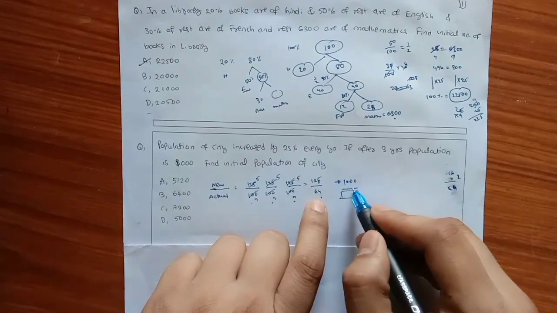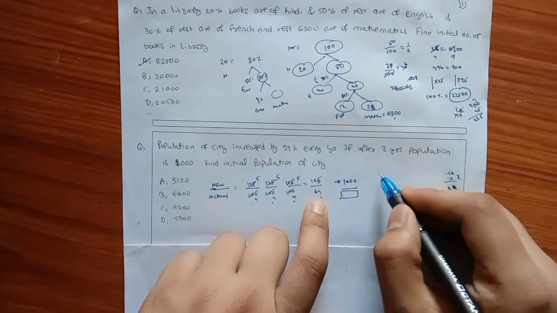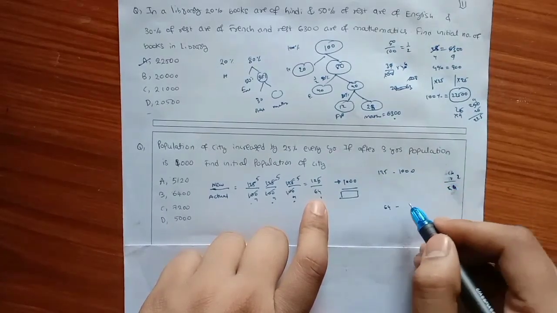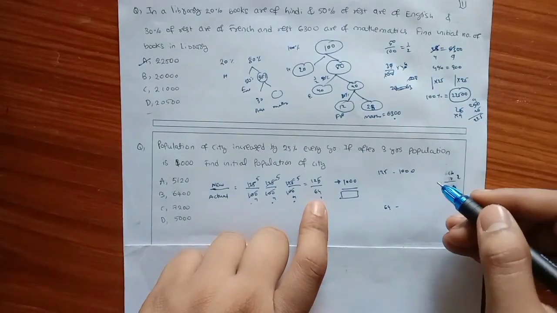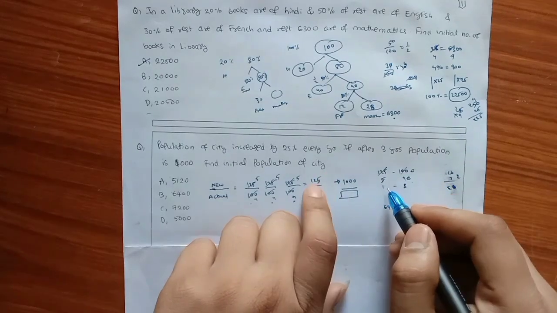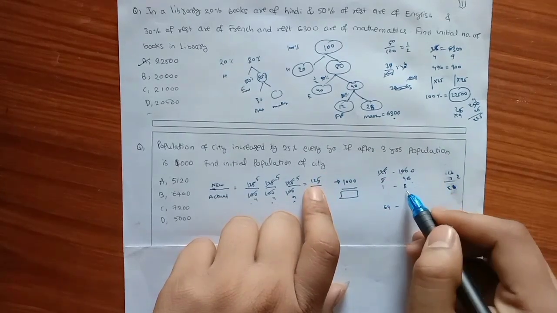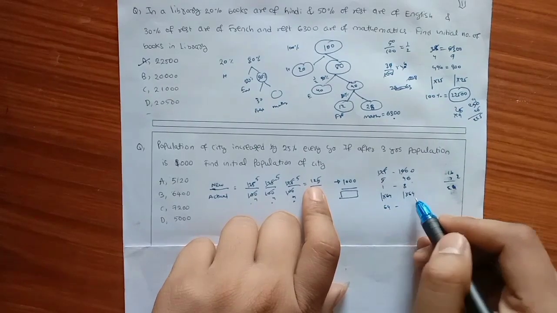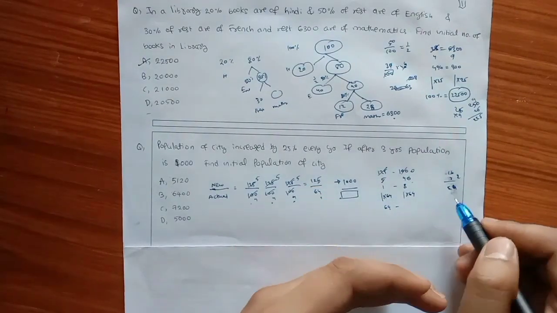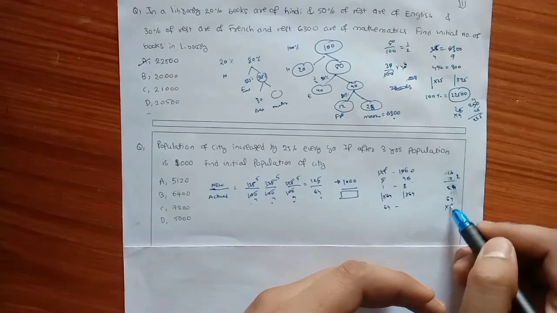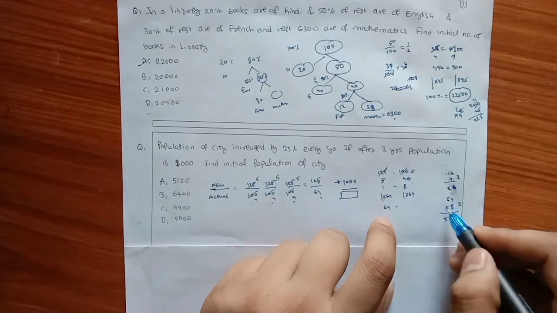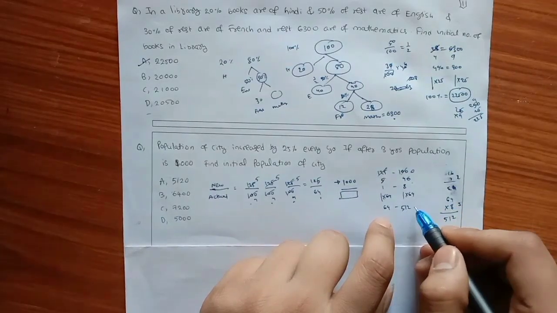Now 125 is 1000. So right here 125 is 1000. Then we need to calculate for 64 what the population is. One value is 8 people. For 64 it is 8 into 64 people. 64 into 8 is equal to 512.